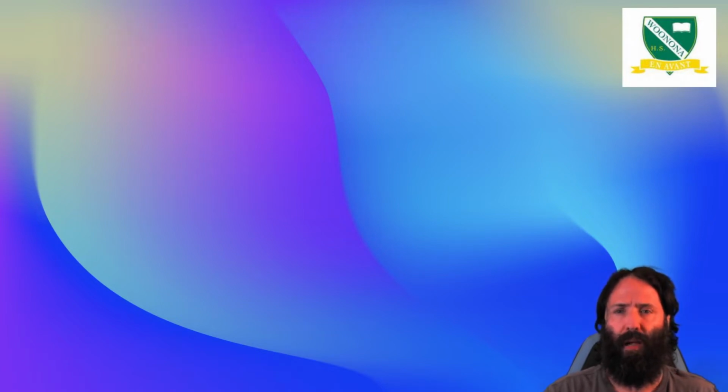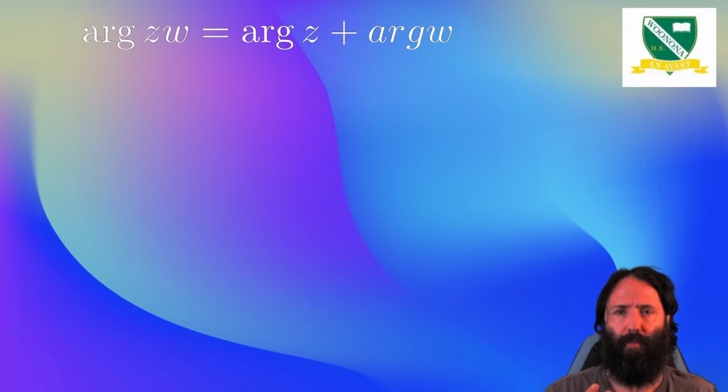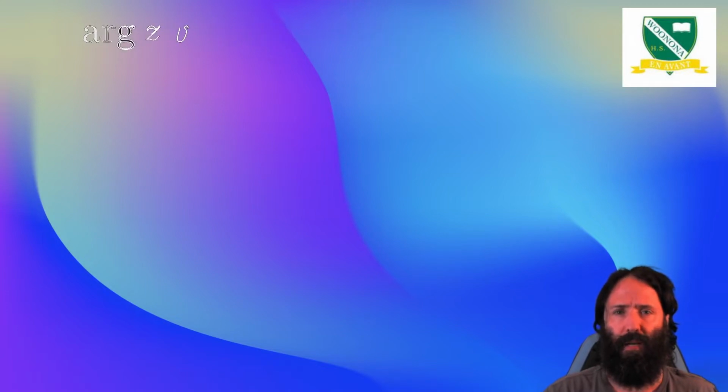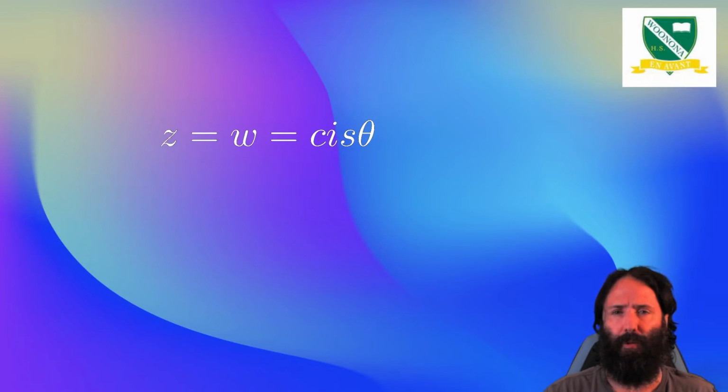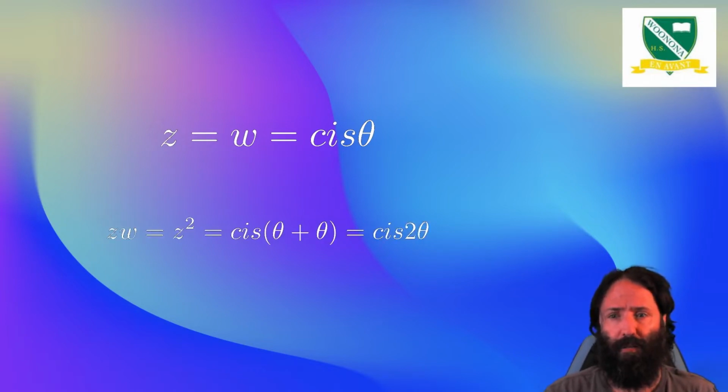And furthermore, remember that if we multiply two complex numbers together, z and w say, then the argument of that product is just equal to the sum of the arguments. So let's suppose we have two complex numbers, z and w, and they're really the same number, cis theta. Then zw is z squared. We add those two arguments together and we get cis 2 theta.